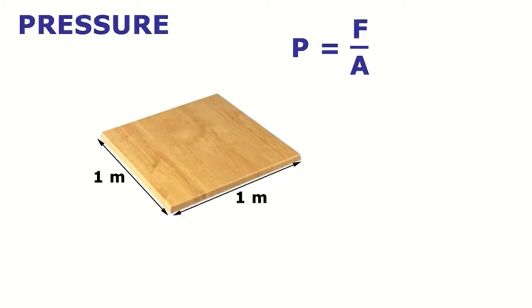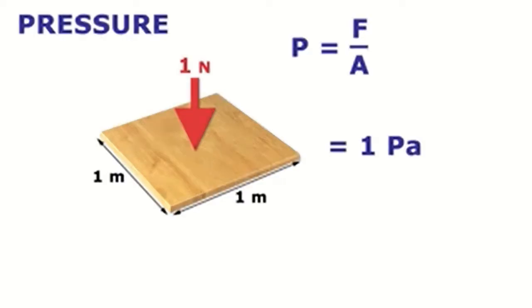Consider, for example, an area of 1 square meter. If a force of 1 Newton was applied to that area, then the pressure would be equal to 1 Newton per square meter, or 1 Pascal, the unit of pressure named after a famous French scientist. So a Pascal is a pretty easy to understand unit, but unfortunately there are many other units of pressure in use that can sometimes be confusing.